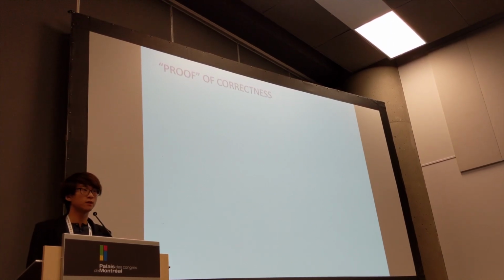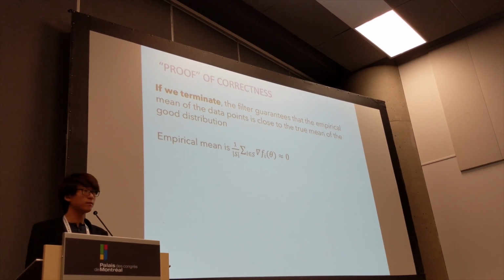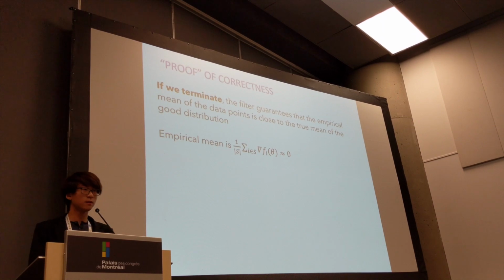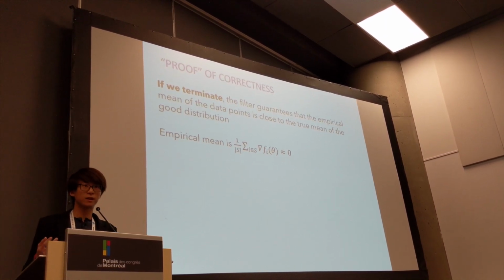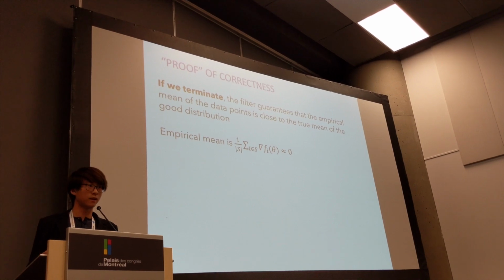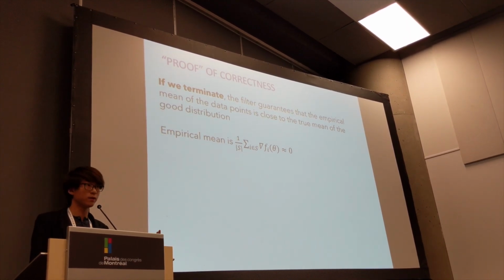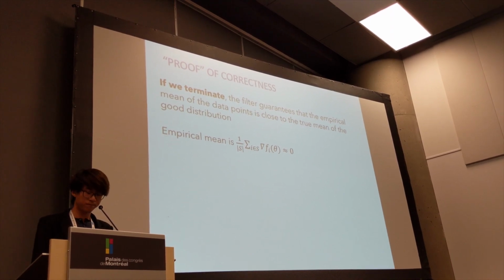So suppose the filter tells us that we're done. It gives us a certificate of something. So what does it actually do? When you terminate, the filter gives the guarantee that the empirical mean of the data points that you're filtering on is close to the true mean of the distribution of the points that you're filtering on. Well, the data points I'm filtering on are actually the gradients of my models at theta. And the empirical mean of my gradients at this point theta is about 0. That's what it means to be an approximate minima in this context.